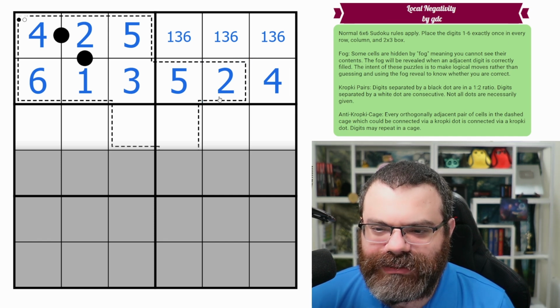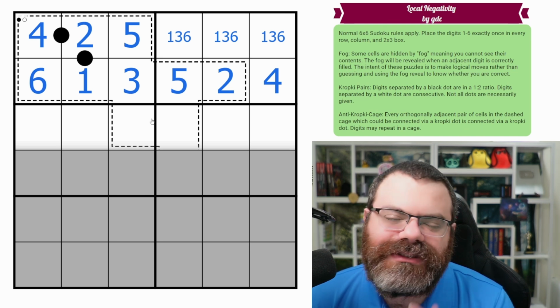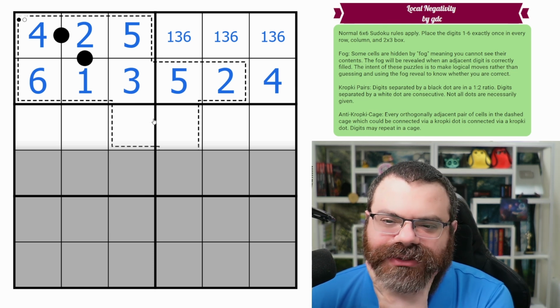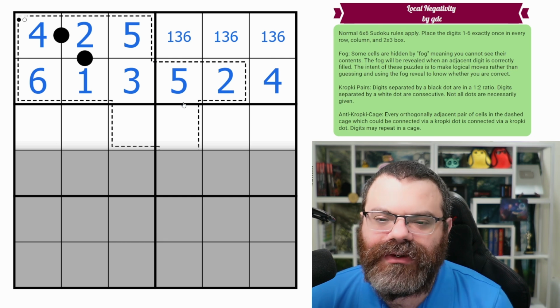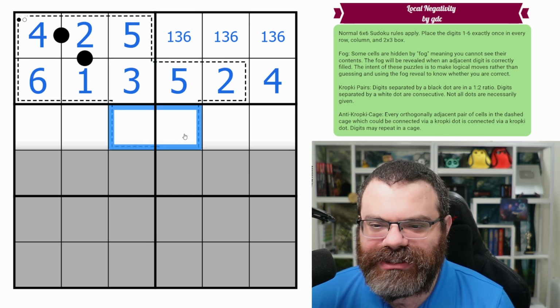Okay, what are we doing next? Good question. So is there any digit that's difficult to place? Like the 2 is difficult to place, but only within an anti-Kropke cage. So maybe I should pay attention to these digits.